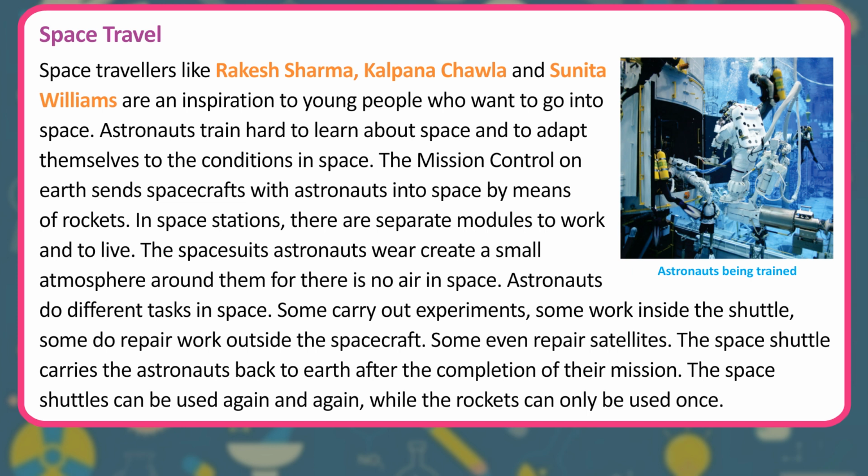Astronauts do different tasks in space. Some carry out experiments, some work inside the shuttle, some do repair work outside the spacecraft, some even repair satellites. The space shuttle carries the astronauts back to Earth after the completion of their mission. The space shuttles can be used again and again, while the rockets can only be used once.